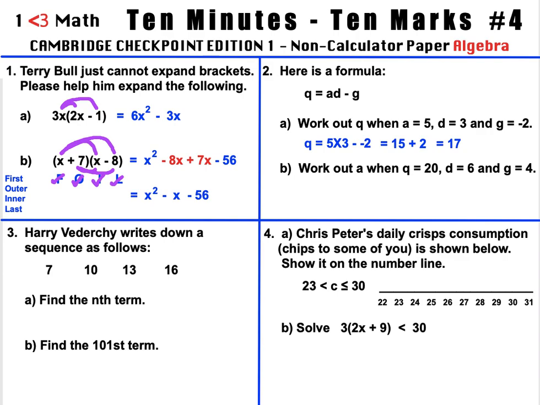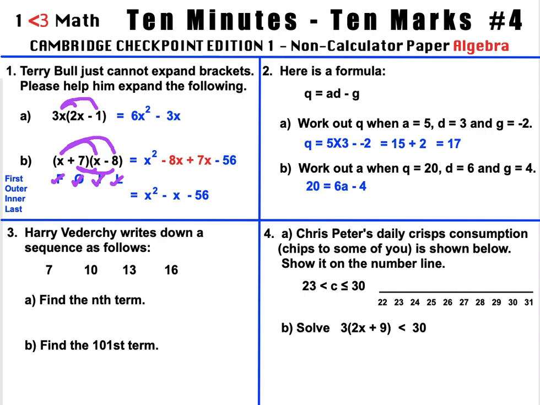So minus minus 2, just to recap on that, minus minus 2 becomes plus 2. Obviously 5 times 3 is 15, and then 15 plus 2 is 17. Now here we have to work out A, where Q equals 20, D equals 6, and G equals 4. So we're going to sub in as follows. Q equals 20, D equals 6. Now that's A times 6, but that's better written as 6A. And then obviously G equals 4, so it's minus 4.